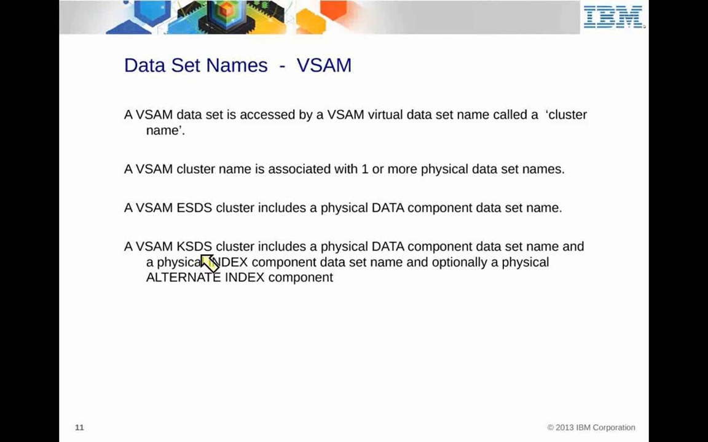Now, a VSAM KSDS has a cluster name, but when you reference that cluster name, there's a physical data component and there's a physical index data component. There are 2 separate physical data sets on disk. Each one has a primary extent and potentially multiple secondary extents. So a KSDS has a data component and at least one index component. It optionally can have other alternate index components, which is a separate physical data set, all referenced by a cluster.